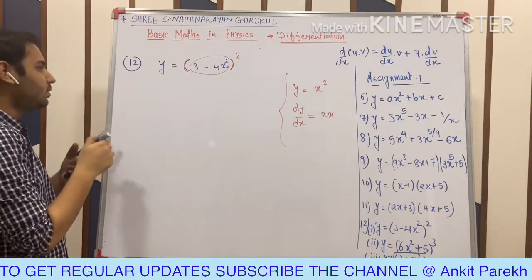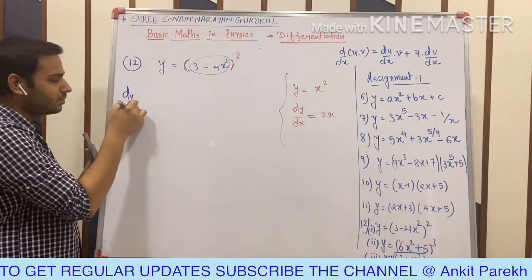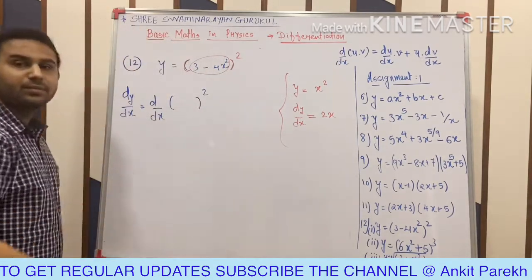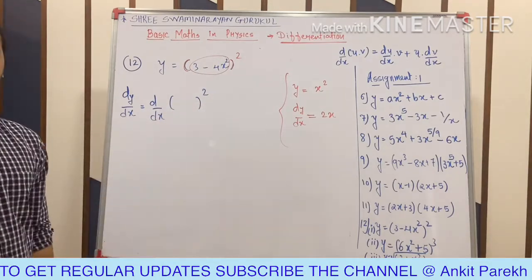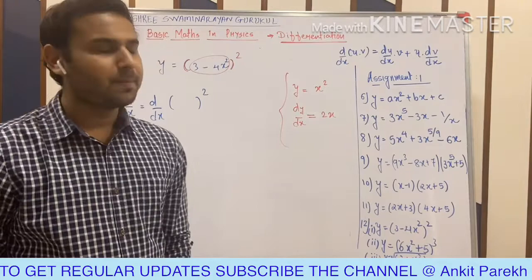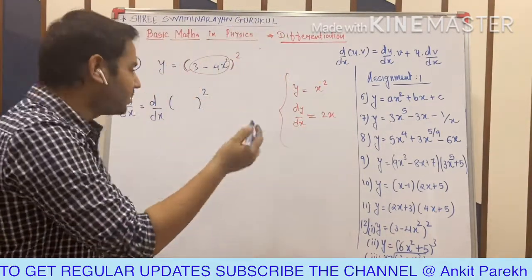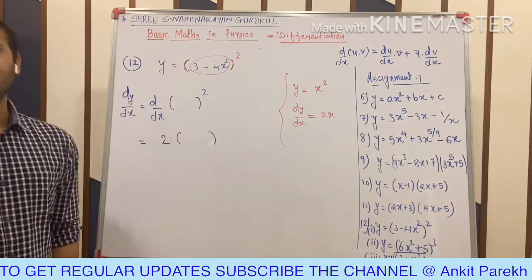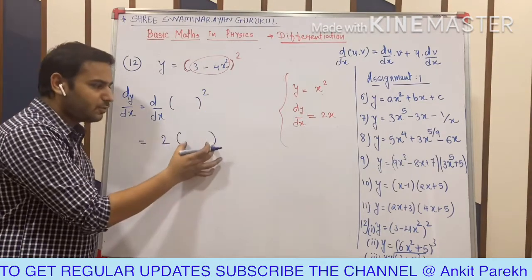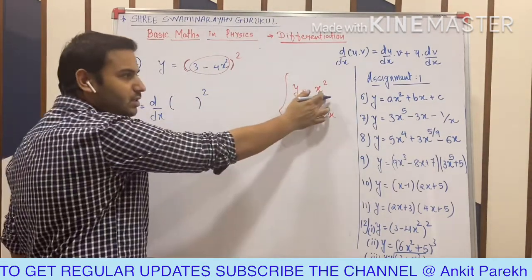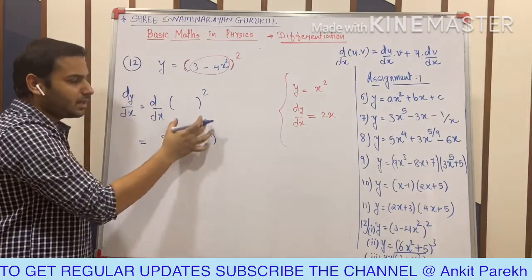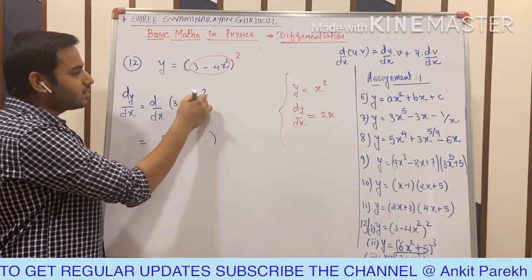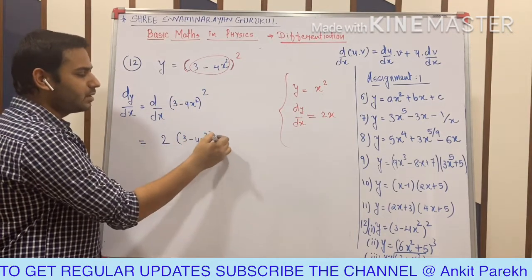Okay, so now dy by dx will be d by dx of the bracket raised to 2. I'm not going to check whatever is written in the bracket. Differentiation of x square is 2x. Differentiation of bracket square is 2 into bracket. Understood? Right? Differentiation of bracket square is 2 into bracket. But what is there in the bracket? So that is 3 minus 4x square. Now into.